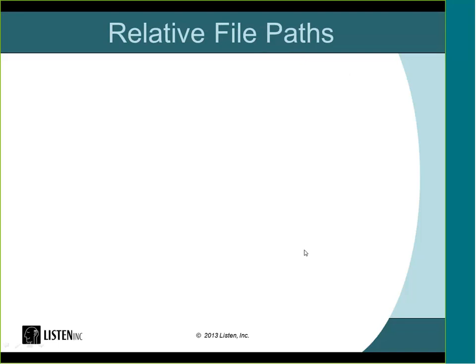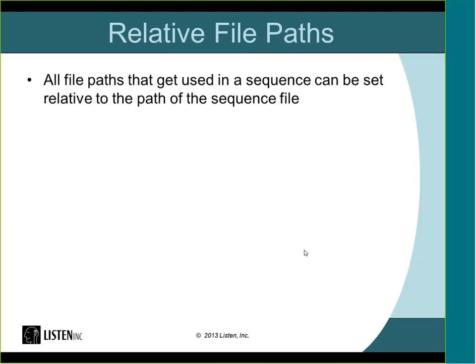Next, we have relative file paths. So all file paths that get used in the sequence can now be set relative to the location of the sequence file. So this is different from the way things used to be. The recall editor used to have a relative capability, but a number of the other step editors, you had to set an absolute file path, which could be problematic when moving sequences from one system to another.